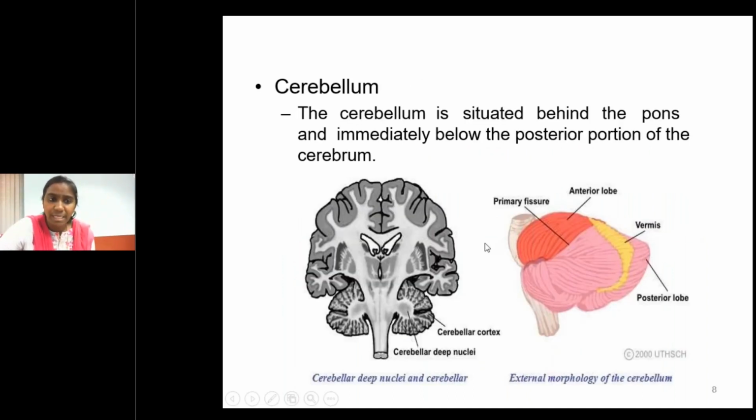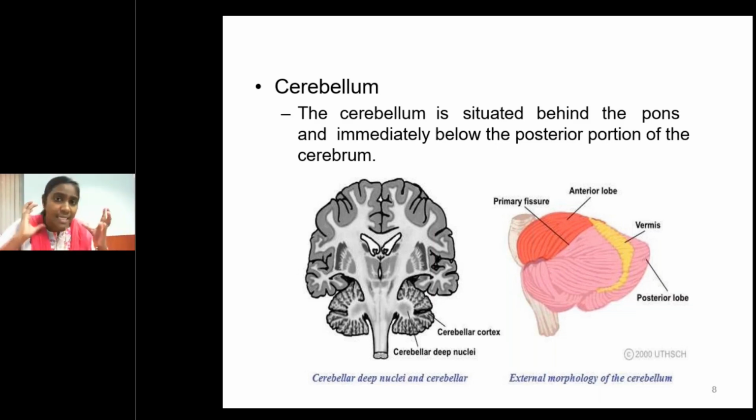Next one, cerebellum. The cerebellum is just behind the pons, immediately below the posterior portion of the cerebrum. Behind the pons and the medulla oblongata, on the posterior aspect, the cerebellum is there. The cerebellum is mainly responsible for our body coordination activities: coordination, balance, equilibrium. Understood?